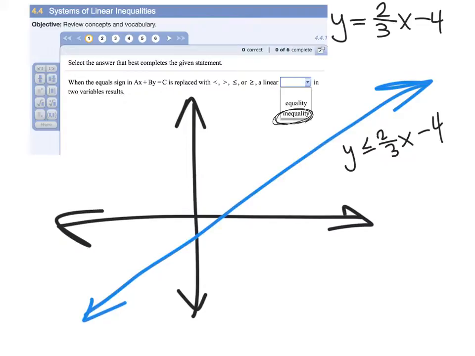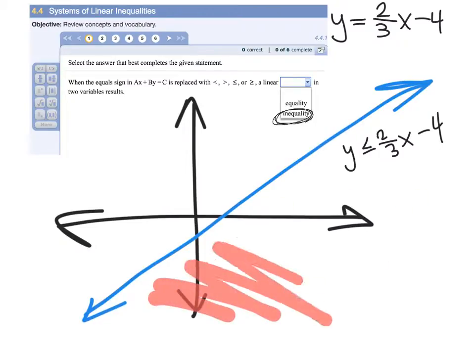And so what you do, there's a couple of ways to do it. I use logic. If you look, this says y is supposed to be less than or equal to. So it basically means you're supposed to shade what is less than this line. So I think about an above and below. This is above, so that would be greater. This is below, so that's less. So you would then shade this side.